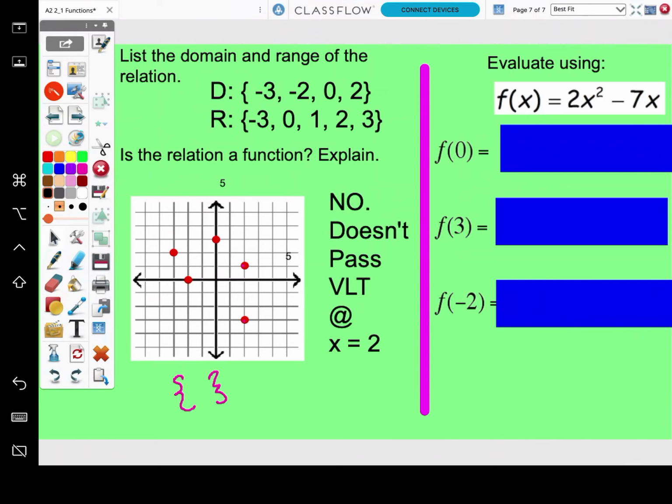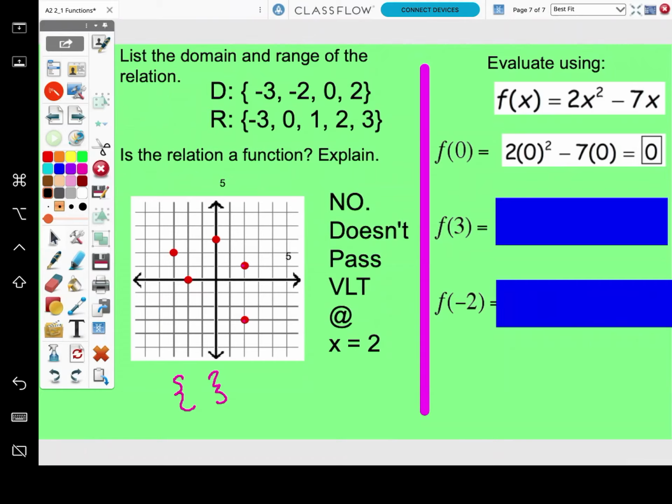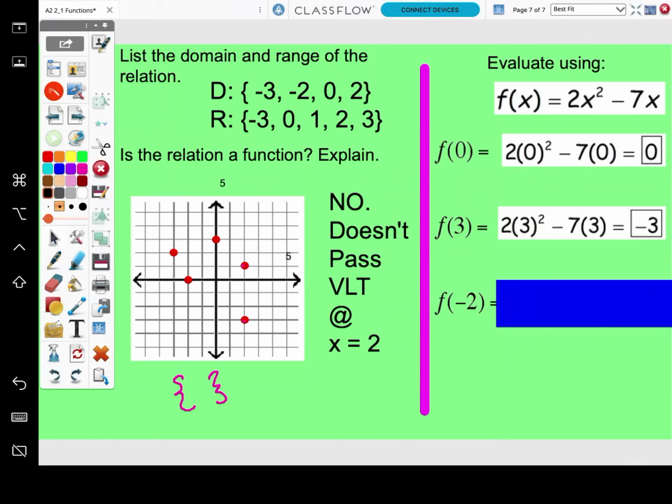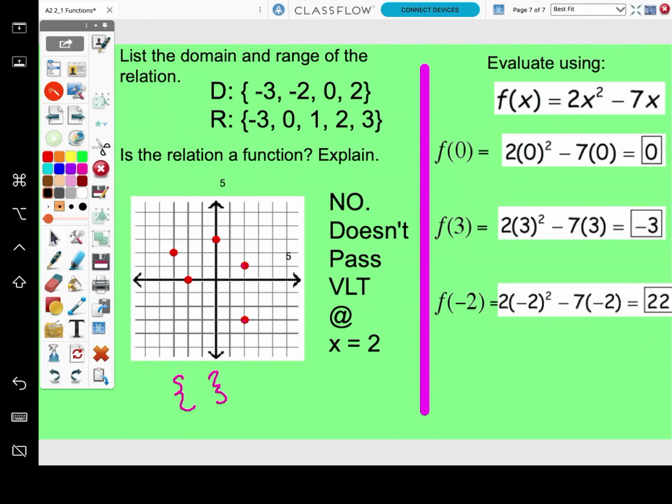Okay, welcome back. Did you get f of 0 equal to 0? Because we plug in the 0 for the x's, and we get 0 and 0. How about f of 3? Did you get -3? Good work. How about -2? That one might be a little tricky. Squaring that negative kind of messes people up sometimes. If you got 22, you got the right answer.